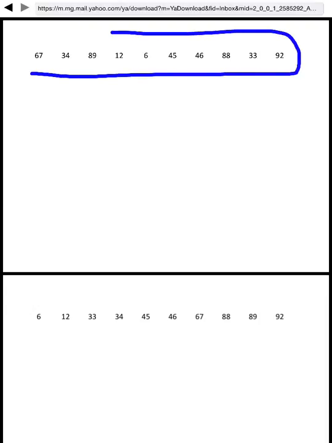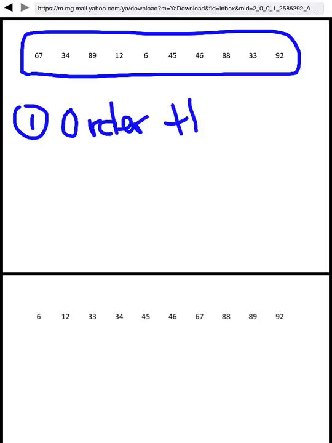In this video, we are going to learn how to create a box plot. We are going to use this data set. This is a data set of 10 numbers, and the first thing we want to do is to order the data set. We are going to order the data set from least to greatest.